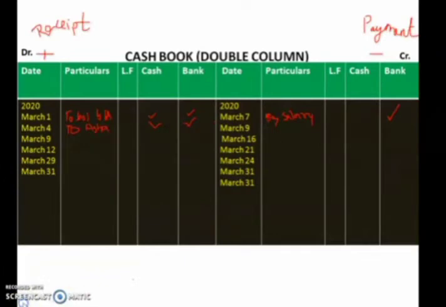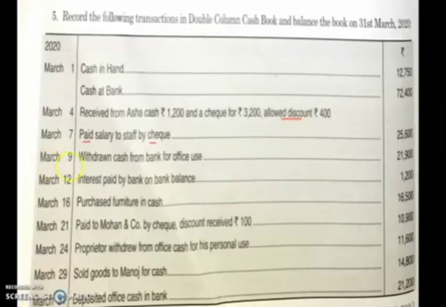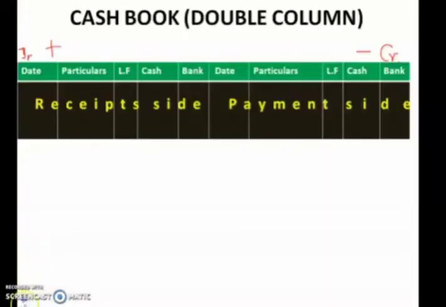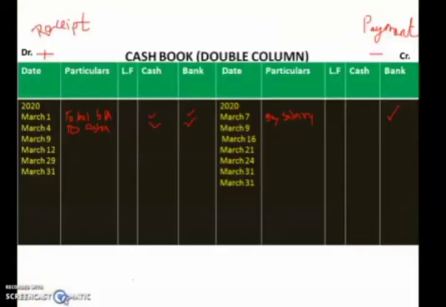Now next transaction is March 9th, withdraw cash from bank for office use. So here I am withdrawing cash from the bank for office use. So in the office, cash is coming in, cash is increasing, isn't it? So whenever there is increase in cash, means what? Receipt is there. Okay, so receipt. What will be the journal entry in this case?